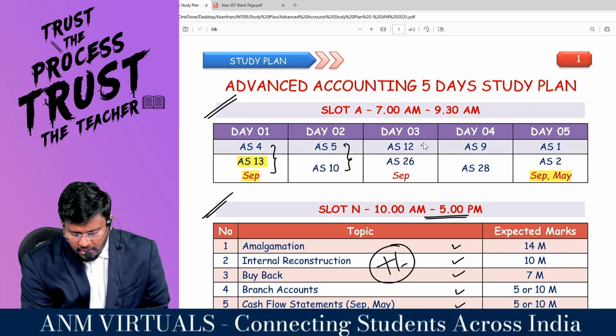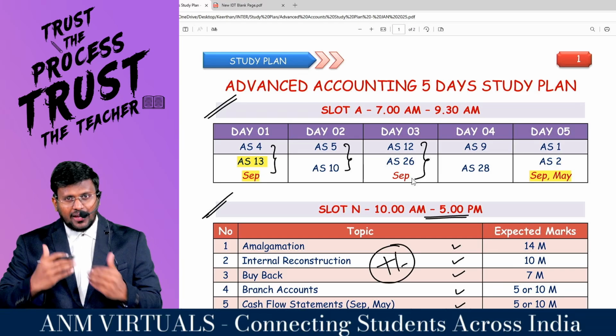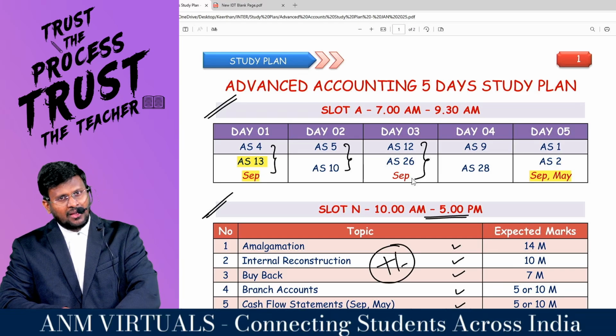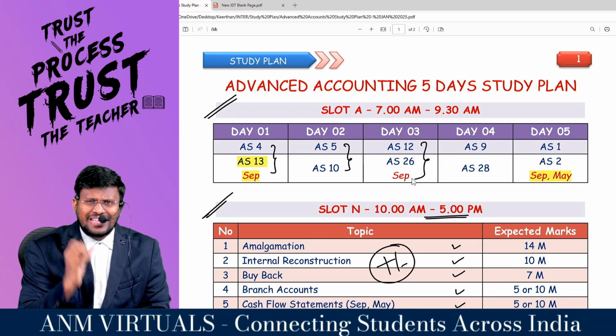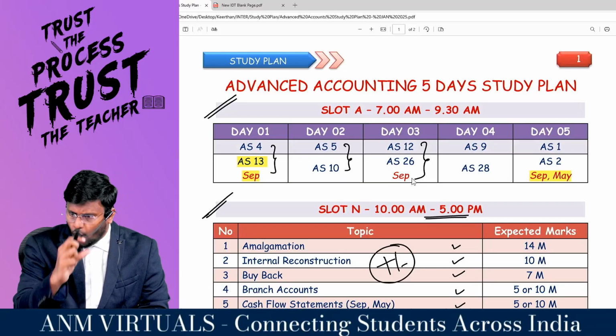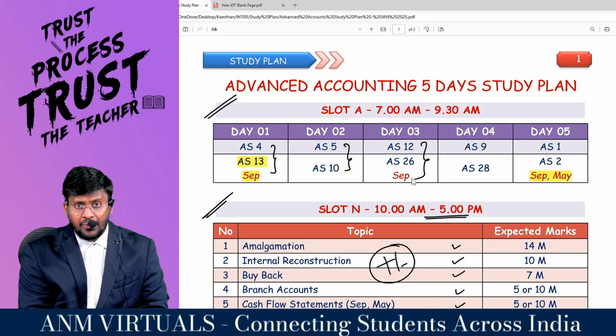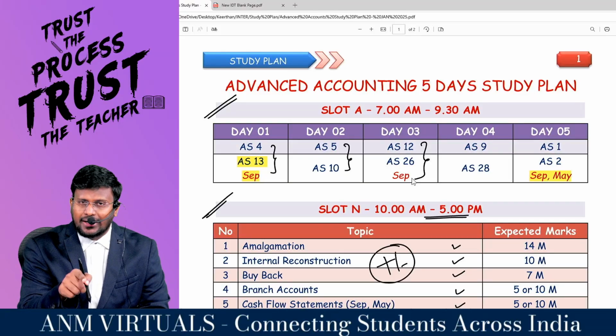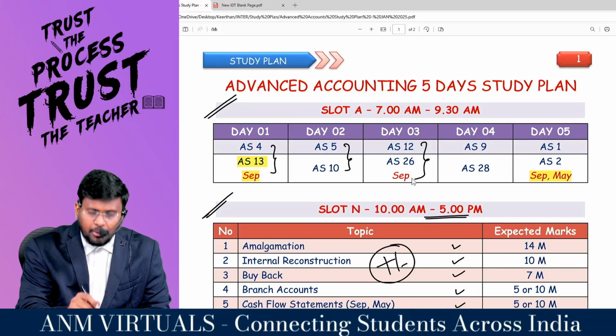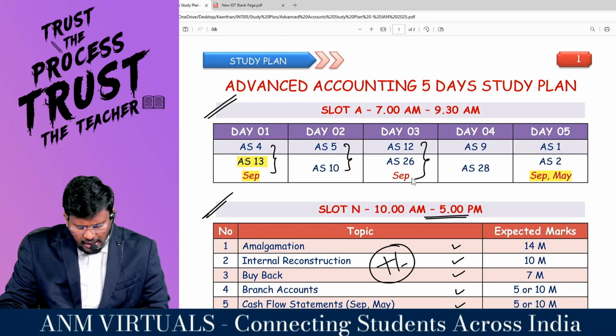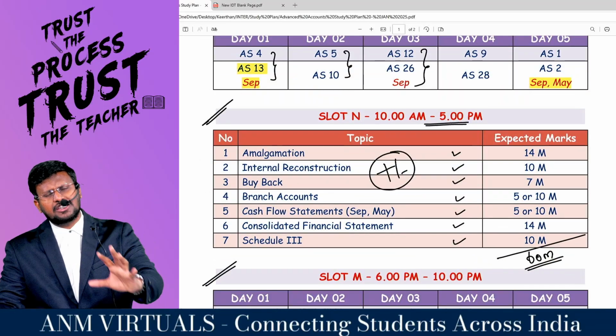Coming to day number 3, the next day, we are much nearing the exam. Morning AS 12, very light AS. Properly see all the adjustments. It has not been tested. AS 26, go through that AS. It has been tested in September only, recently tested only. Still revise perfectly. Then the same plus minus concept.